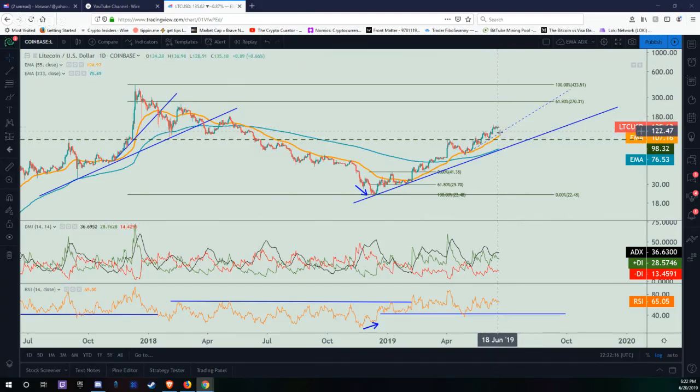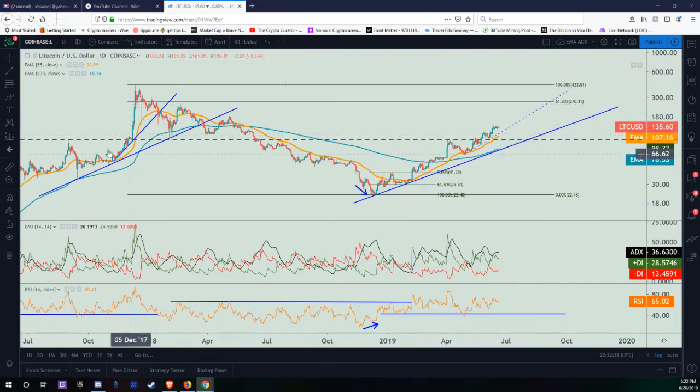I'm still going to be buying on dips toward the 55 exponential moving average or even this trend line area, which right now is about 120 to 125-ish. I'm going to be continuing to buy dips. I still think we're on the road to about 270, which is the 61.8% of this high and this low, which is this overall correction to the upside here, which I like.